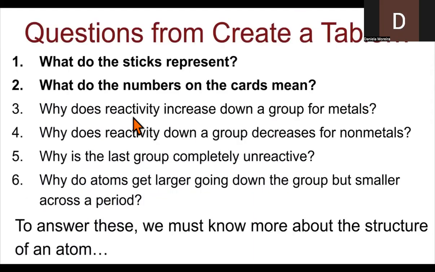So a lot of questions that arise from this activity are, what do the sticks represent? What do the numbers on the cards mean? Why does reactivity increase down a group for metals? Why does reactivity increase down a group, decrease for nonmetals? Why is the last group completely unreactive? Why do atoms get larger going down the group but smaller across a period? So we're going to have to answer these questions, but first we need to learn atomic structure, which is where we'll be heading to next time.